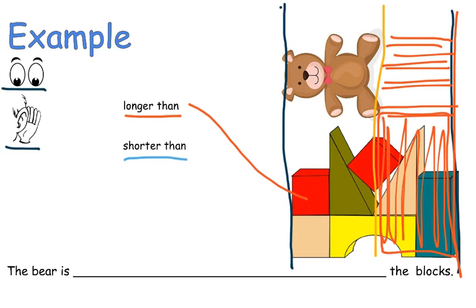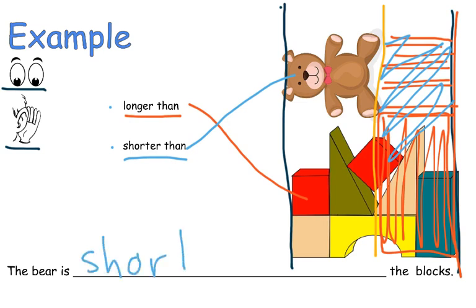Now how about this one? Shorter than. Which object is shorter? Is the bear shorter or is the blocks shorter? How do you know that? Right, so the bear is shorter than the blocks because, again, for the same reason, there's all this extra space that the bear doesn't use, that the blocks does. So the bear is blank the blocks. Is the bear longer or shorter than the blocks? The bear is shorter. So I'm going to write the words here. Shorter than.